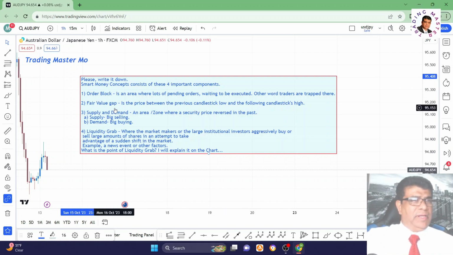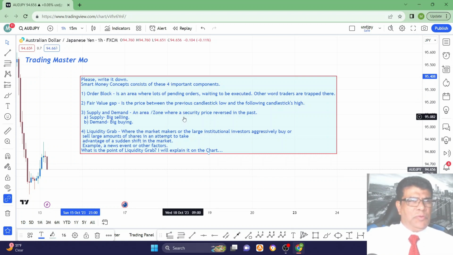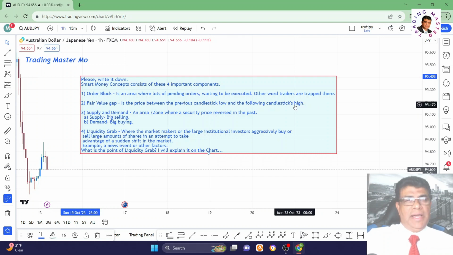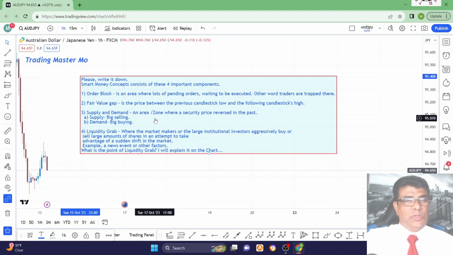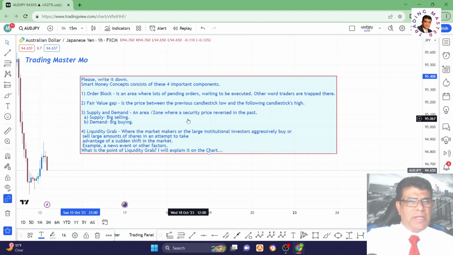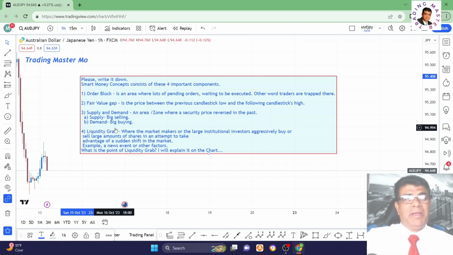Then you got fair value gap, which is the price between the previous candlestick's low and the following candlestick's high. Supply and demand is an area or zone where a security price reversed in the past. Supply is big selling, demand is where big buying actually happens.